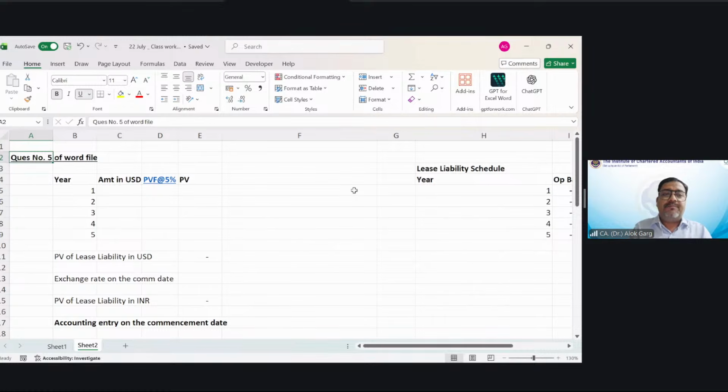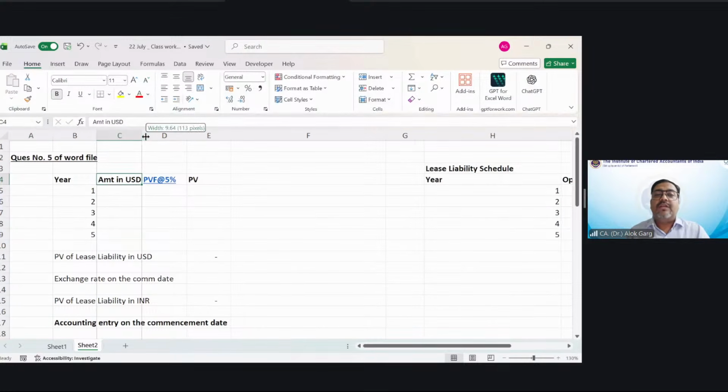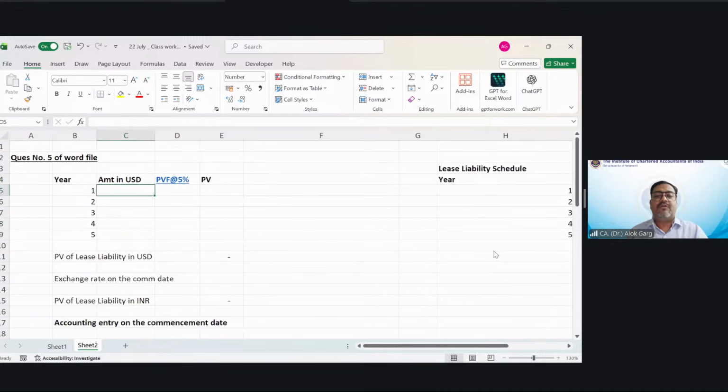First of all, you need to compute the present value in US dollars. How many dollars are you paying every year? $10,000 for 5 years. What is your discount rate? 5%. What is your present value factor?